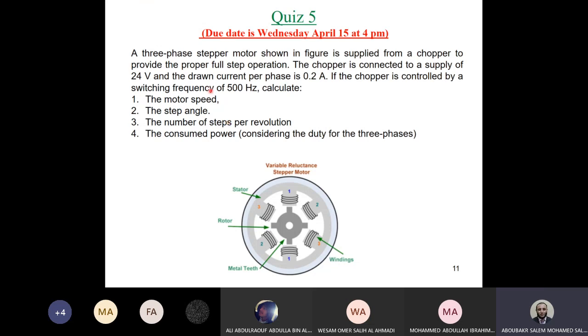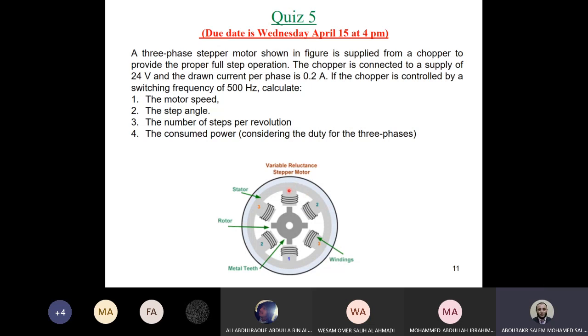So this is our problem. It will be quiz number 5. It's simply a three-phase stepper motor. Three-phase means we have 3 coils in the stator, shown in the figure. It's supplied from a chopper to provide the proper full step operation. So we are going to make 3 phases for this motor.